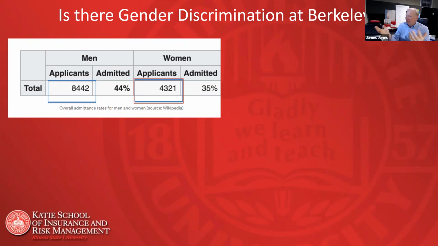So let me give you an example here. This is the actual admissions and the percentage by men and women at Berkeley. Would you draw the conclusion from this that Berkeley is discriminating against women? And you may say, oh yeah, I think that's exactly what they're doing here.